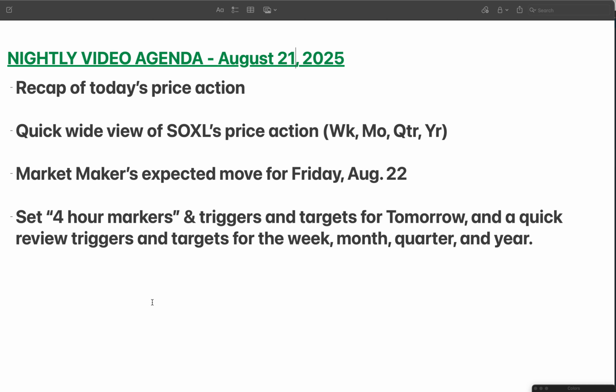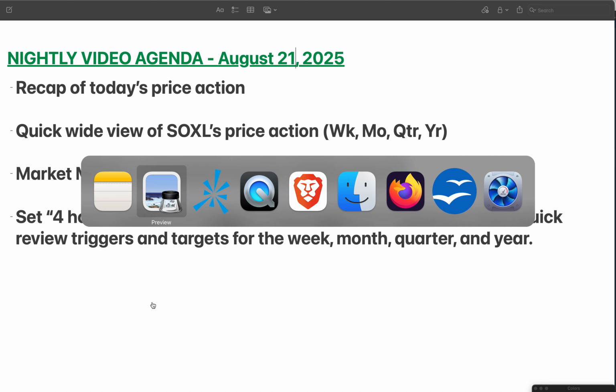So just how we'll go in today's video, we'll do a quick recap of today's price action. We'll go through a wide view of SOXL's price action as well, just to make sure that we are calibrated correctly, not just zoomed in on a small time frame. We will look at what the market maker's expected move is for tomorrow, Friday, August 22nd. And again, we will set our 4-hour markers so that we can have our triggers and targets for intraday trades for tomorrow. So let's go ahead and get into the charts.